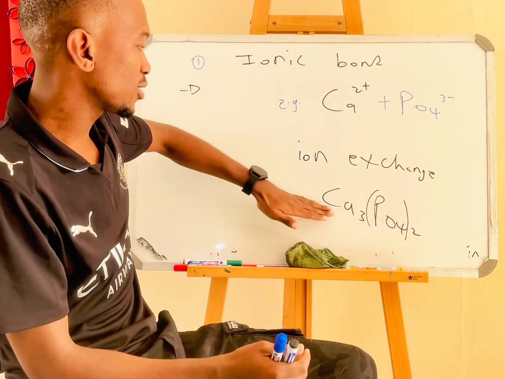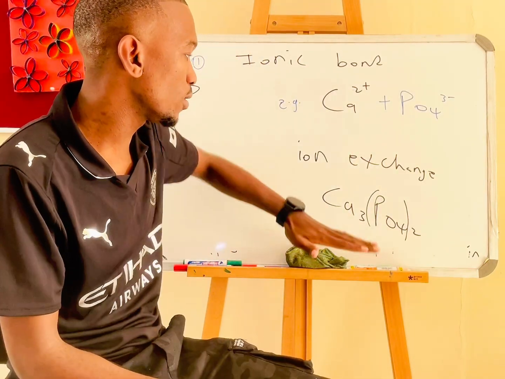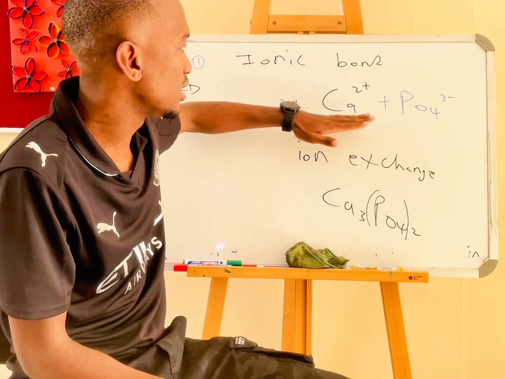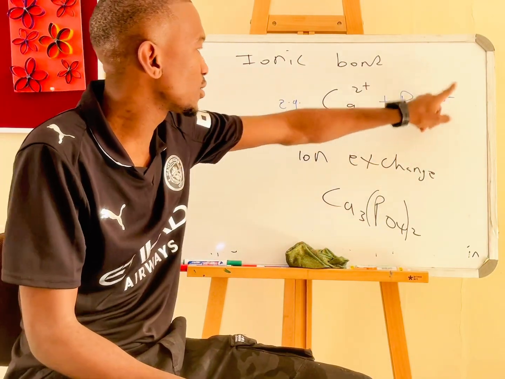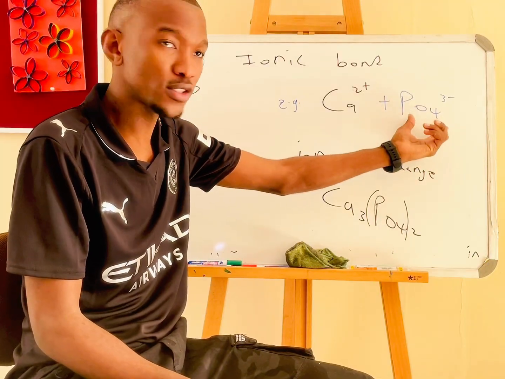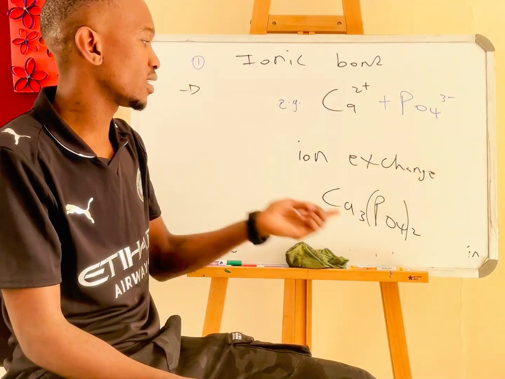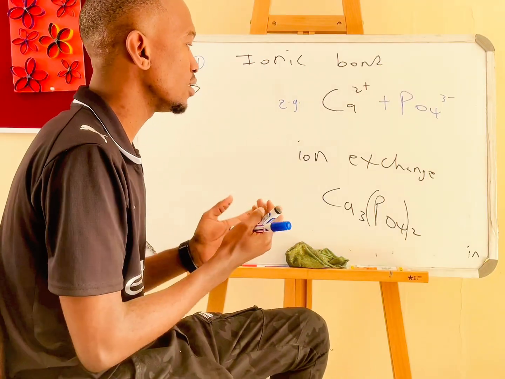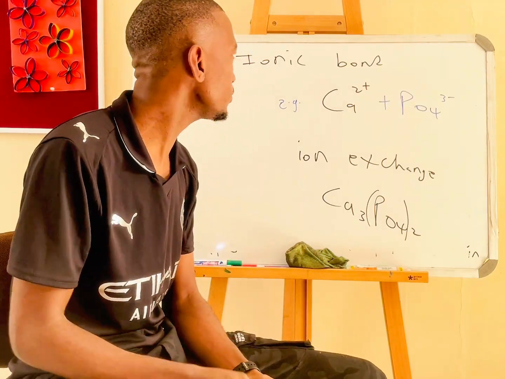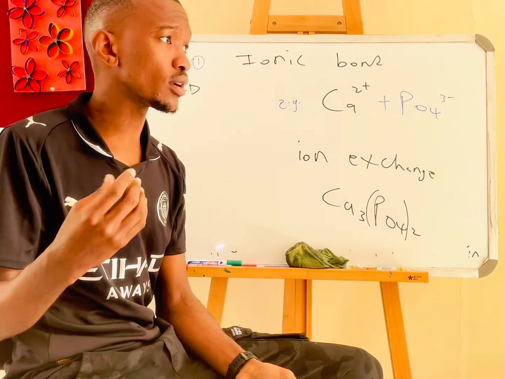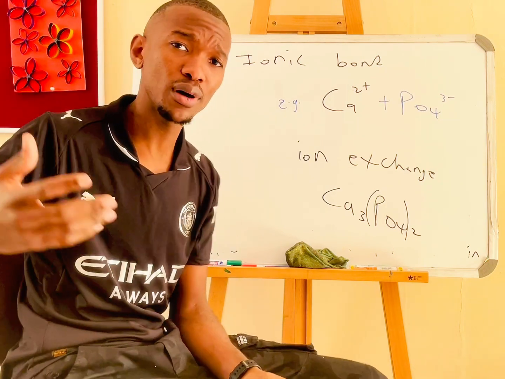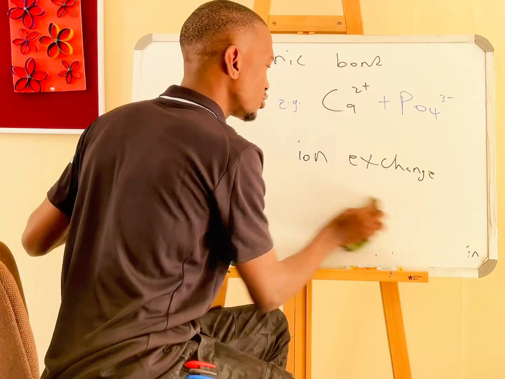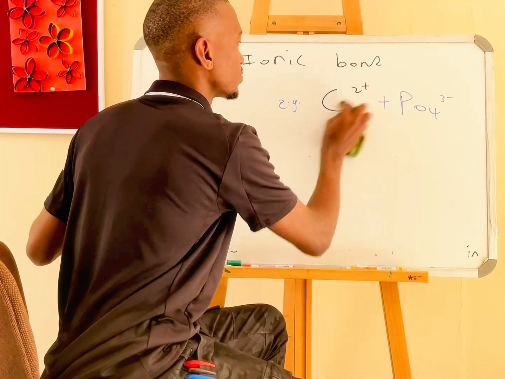Because remember, the 2 is going to accommodate even the phosphorus. So that's what you call calcium phosphate. Calcium phosphate: the 2 goes to the bottom of the phosphate, and the 3 goes to the bottom of calcium. That's what you call ion exchange. So I hope you are able to see what ionic bonds, ionic substances or ionic compounds are.